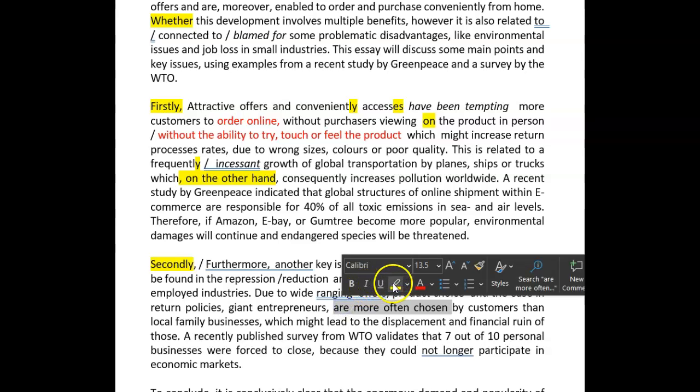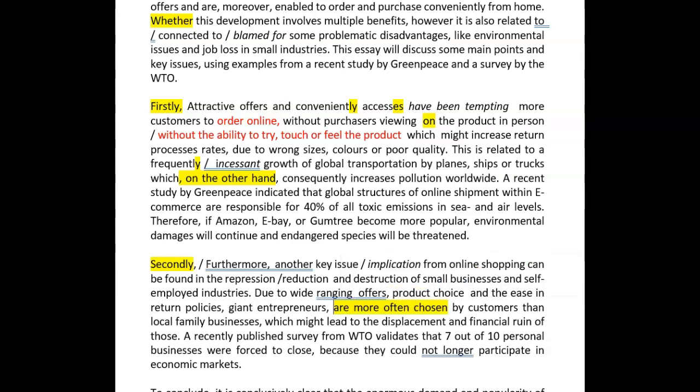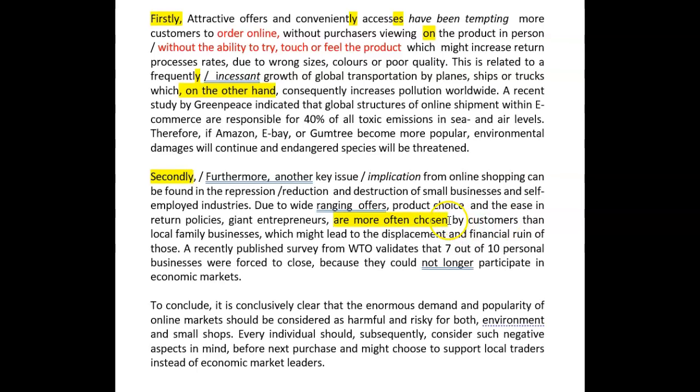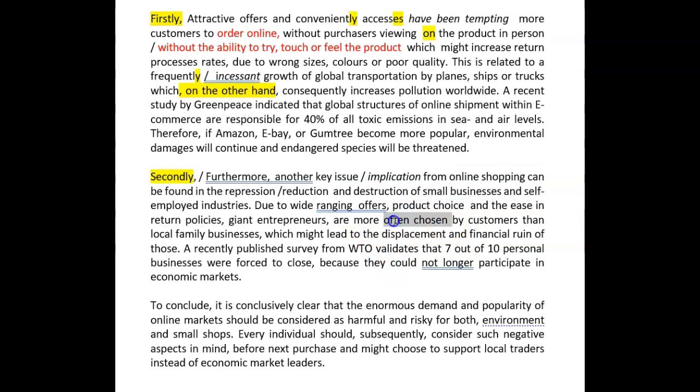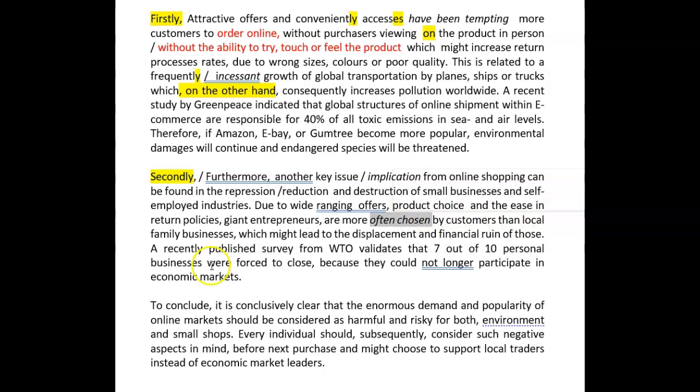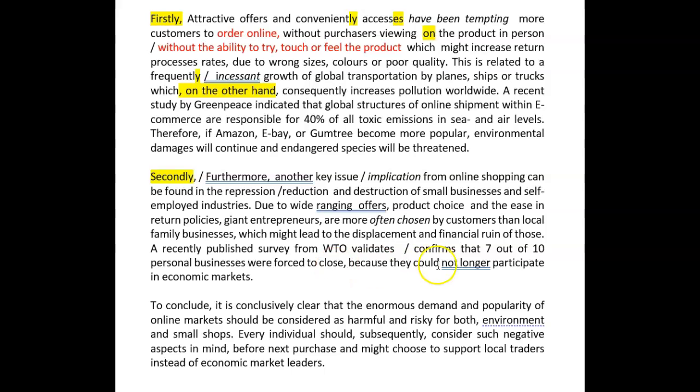That's so true. I really hate it when I use Amazon, but I do use Amazon because it's just so easy. Sorry, it's not yellow. It's good, but just get that passive right. Okay, by customers and local family businesses, which might lead to displacement and financial ruin of those. Absolutely. Publish validates, confirms that 7 out of 10 businesses were forced to close because they could no longer participate in. Actually, I'd use compete. They could participate, but they're not going to win. So you want this idea, compete.